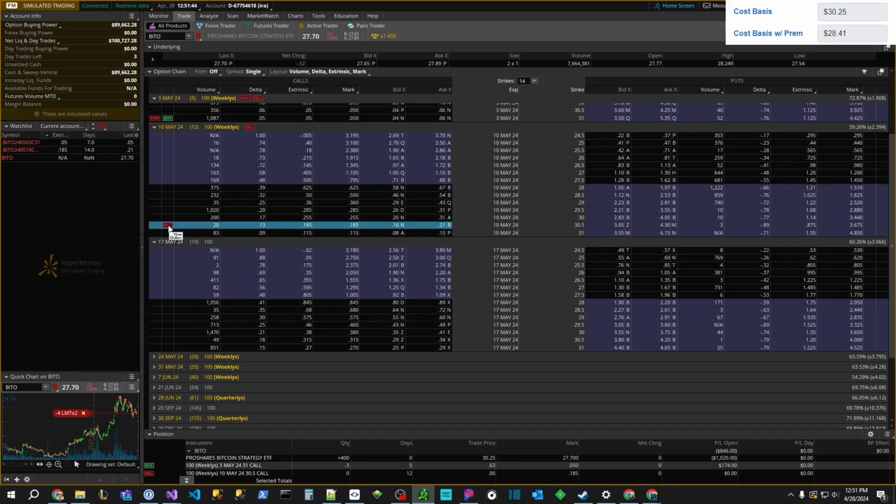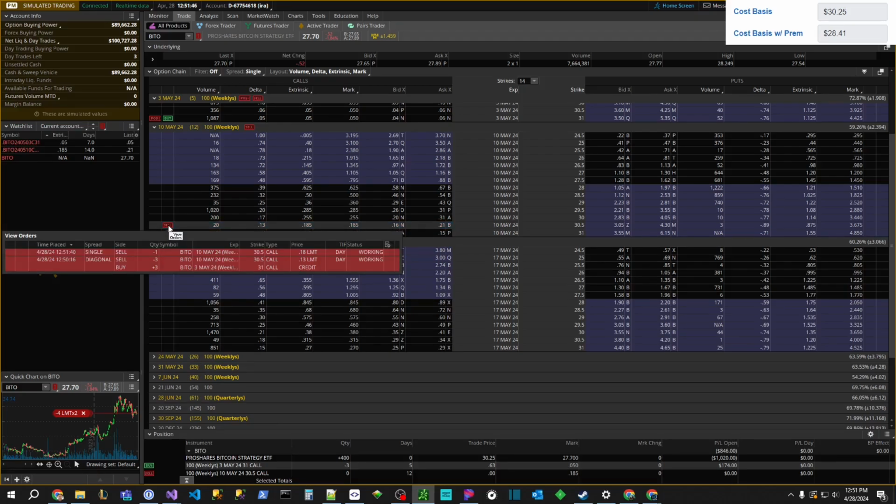All right, so now if you click right here, you'll see we have the 2 orders. We have the rolling 3 contracts for the covered call. This is the rolling one. And this is the additional 4th one that we're selling, for a total of 4 covered call contracts on BITO.